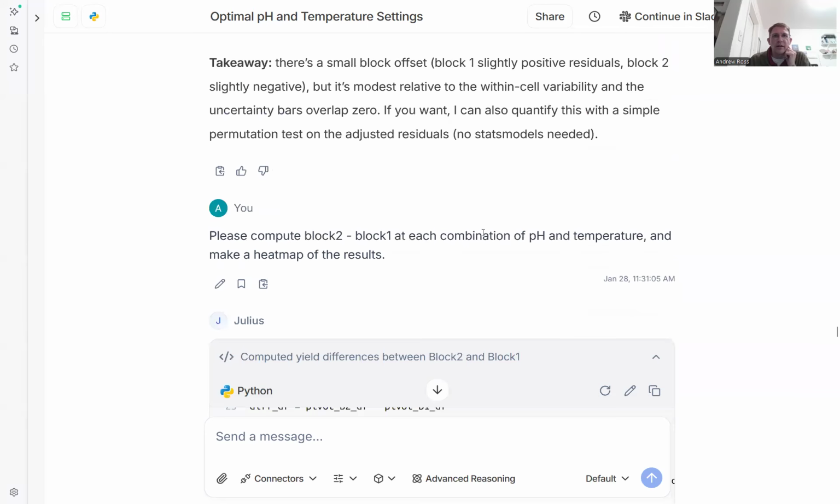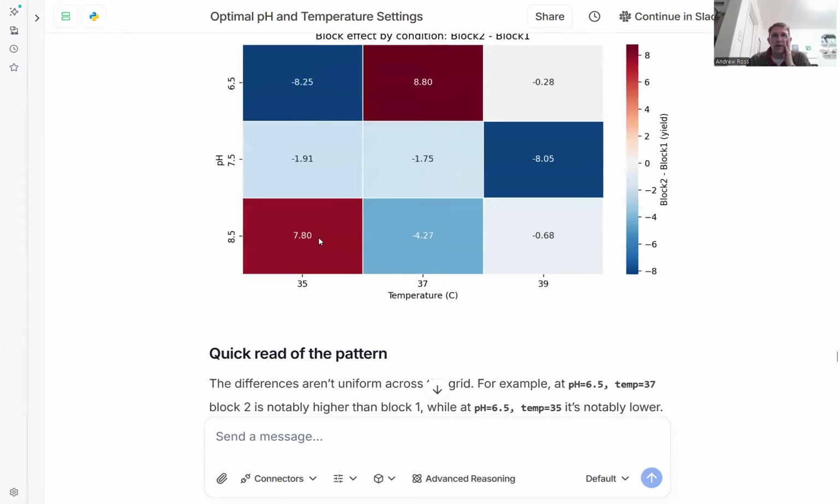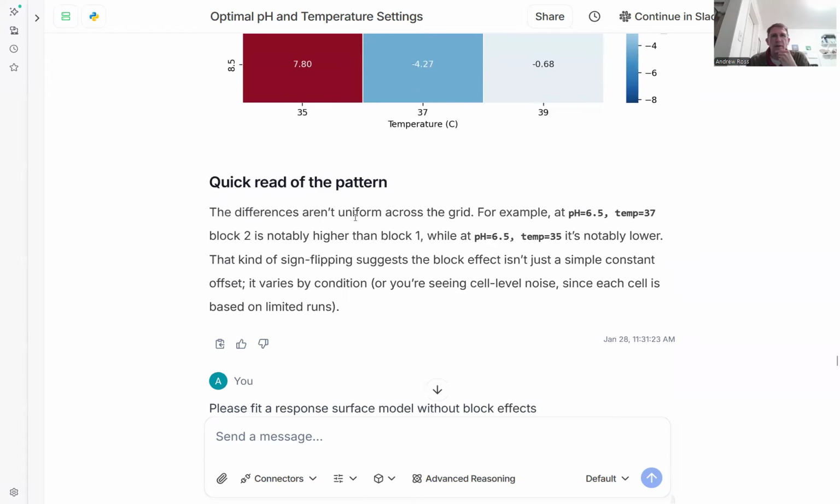And then I said, please compute block two minus block one at each combination of pH and temperature. Because then if block two minus block one tended to be positive, that would mean block two was usually higher yield than block one for each combination of pH and temperature. And then it gave us this heat map. And we see some strongly negative numbers there, some strongly positive. Doesn't seem to be a pattern, so it's probably not worth worrying about.